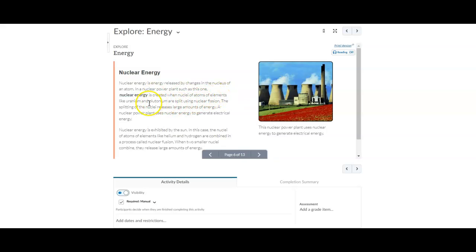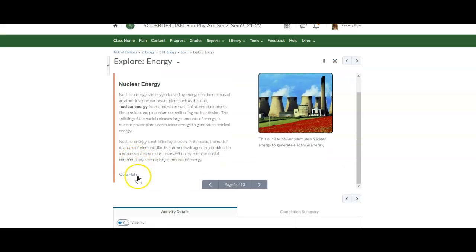You need to know that too. So the splitting of the nuclei releases large amounts of energy. A nuclear power plant uses nuclear energy to generate electrical energy. Nuclear energy is exhibited by the sun, and in this case, the nuclei of atoms of elements like helium and hydrogen are combined in a process called nuclear fusion.